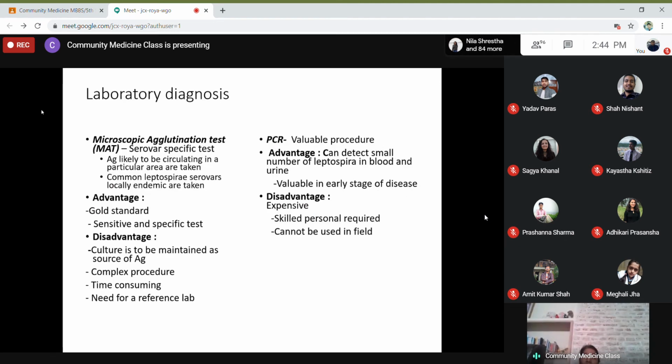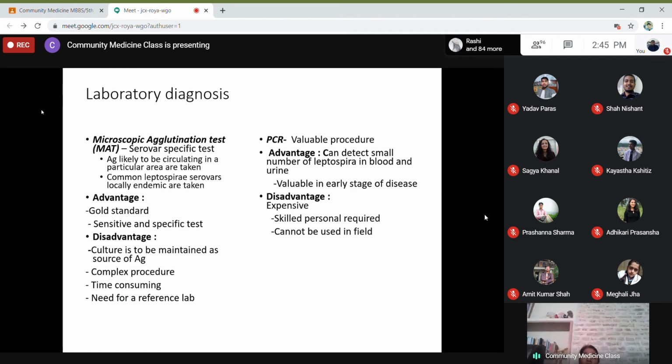Now, this is a very interesting gold standard test, which is the microscopic agglutination test. This is a serovar specific test. Whatever antigen is likely to be circulating in a particular area is taken and incorporated into your test. That's why I said serotyping and knowing what serovar will help you. In each area, you will have kits made based on the local epidemiology, so common leptospira serovars which are locally endemic are used to make your kits.